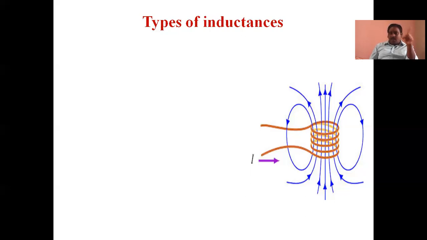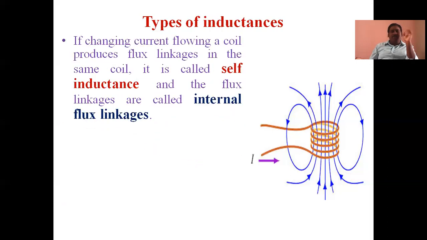Because here, the flux linkages in a coil per unit neighboring coil currents. The flux linkage of a coil per unit neighboring coil currents is called mutual inductance. That means here there are two types of inductances.